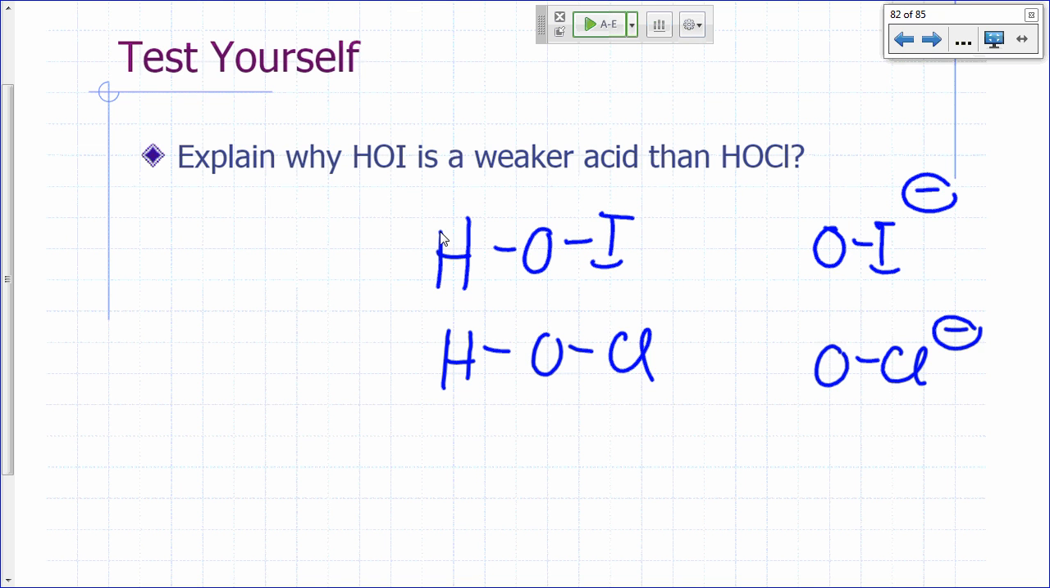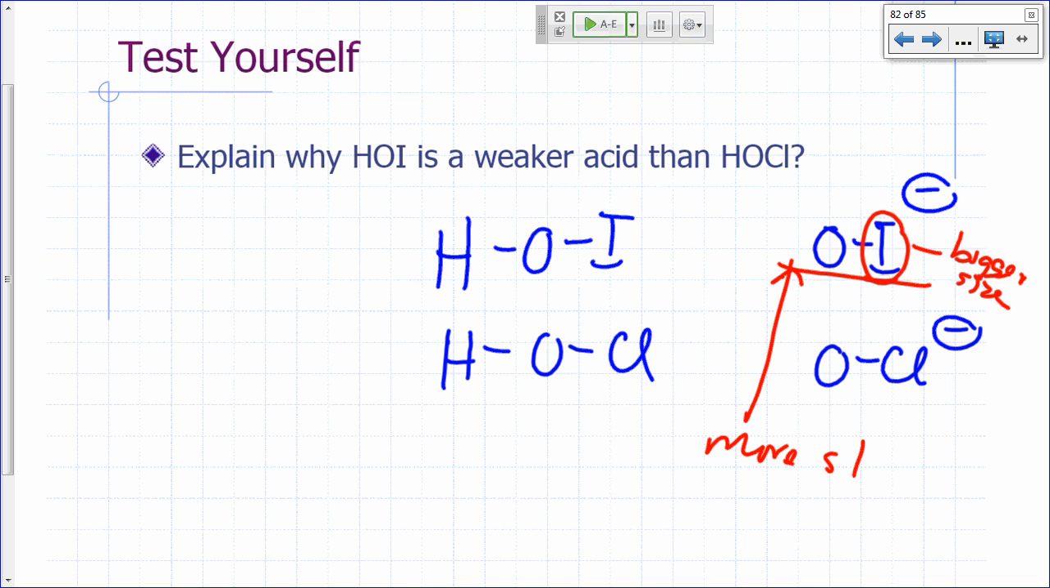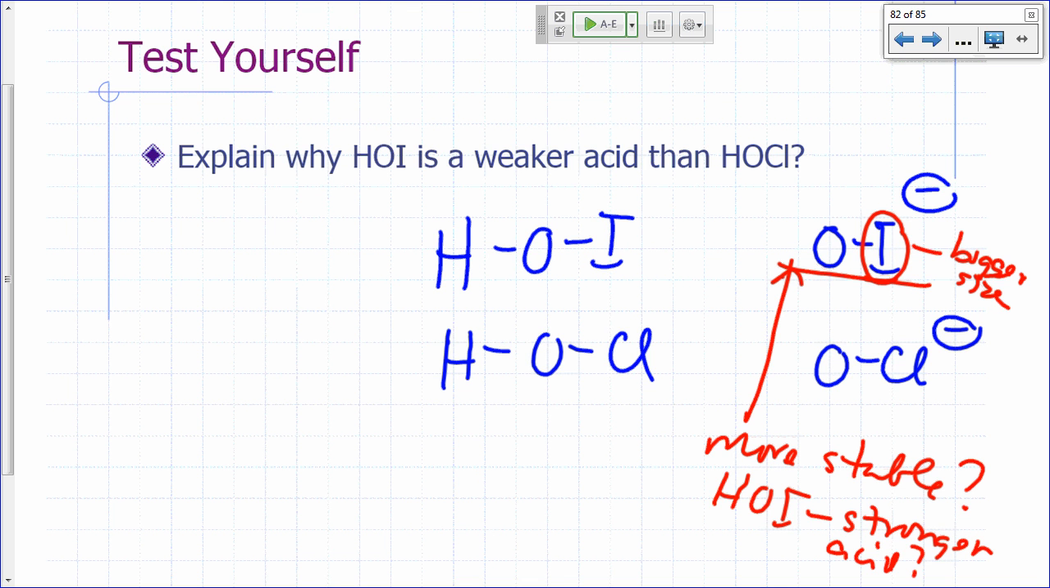You'd think iodide is bigger, right? Bigger size. So you'd think it'd be more dispersed. And so you might think that this would be a more stable base, right? And so HOI would be a stronger acid. But HOI is a weaker acid than HOCl. Did we just get into a contradiction here? We just did, but there's a way out of this.